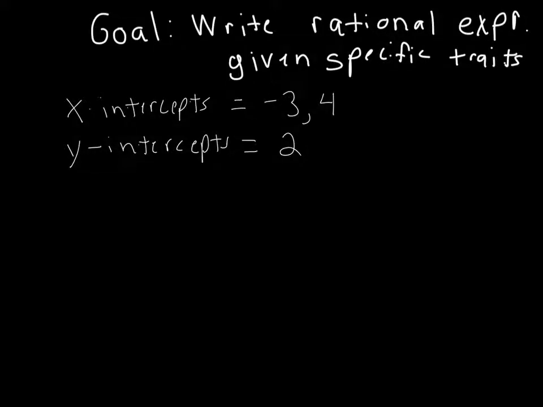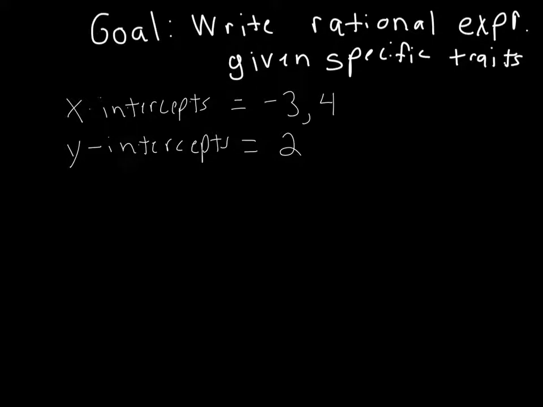Several of you have asked for a video describing the support for the back of the practice. So our goal is to write rational expressions given specific traits. You can see the x-intercepts are located at -3 and 4, and the y-intercept is at +2. And we're wondering what a rational expression might look like that includes all of this information.